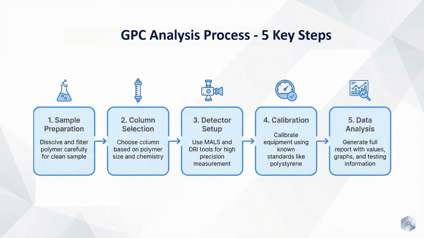In practice, GPC analysis follows 5 key steps. First, the polymer is carefully dissolved in a compatible solvent. Incomplete dissolution is a common source of error. Second, the solution is filtered to remove particulates that can damage columns.